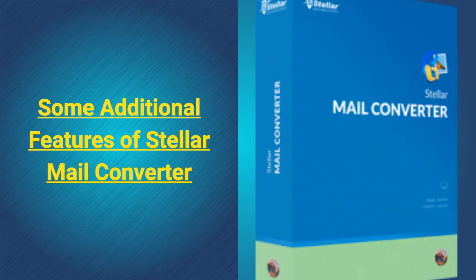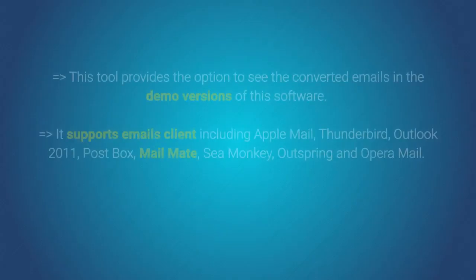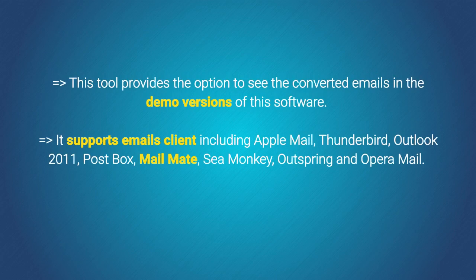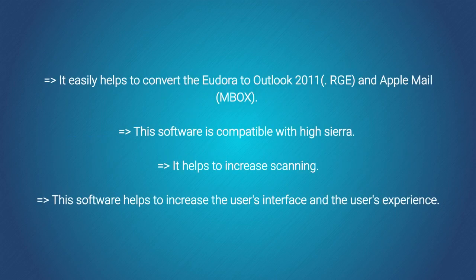Some additional features of Stellar Mail Converter. This tool provides the option to see the converted emails in the demo version of this software. It supports email clients including Apple Mail, Thunderbird, Outlook 2011, Postbox, MailMate, SeaMonkey, Outspring and Opera Mail. It easily helps to convert Eudora to Outlook 2011, RGE, and Apple Mail MBOX.